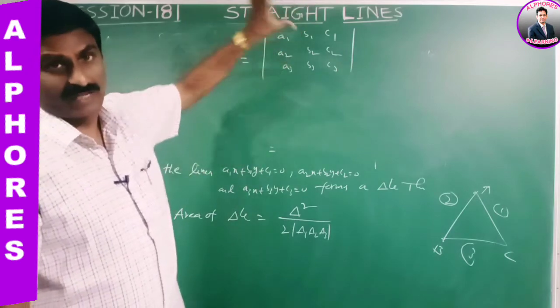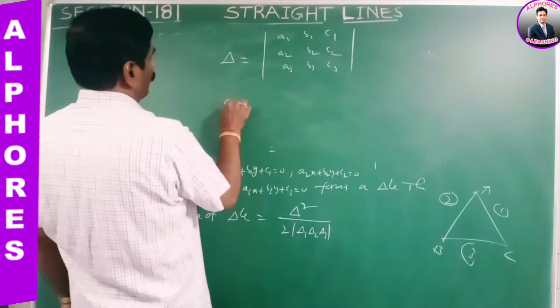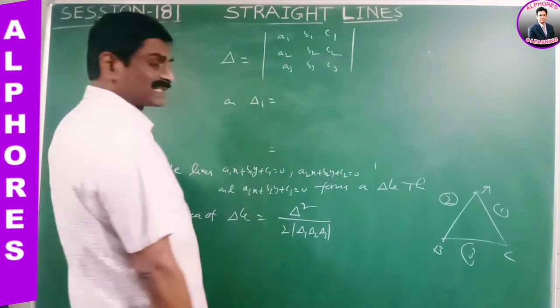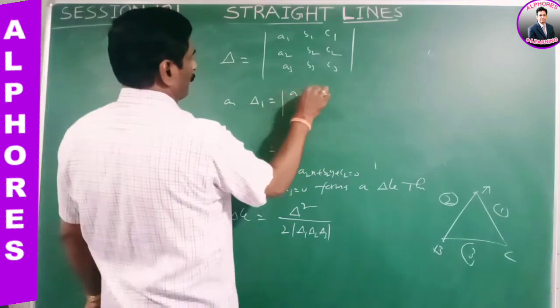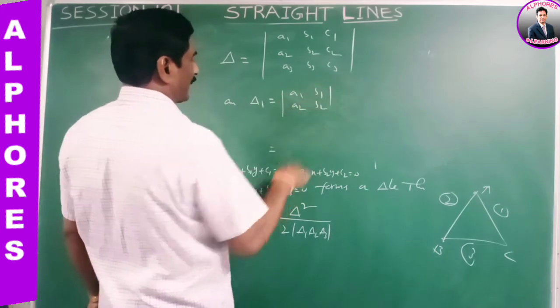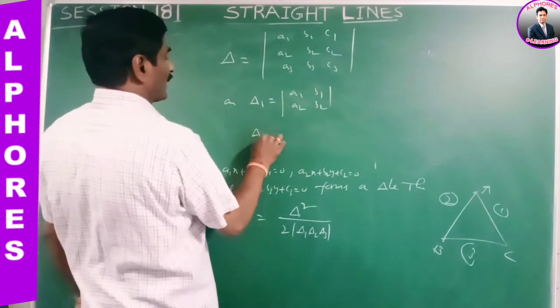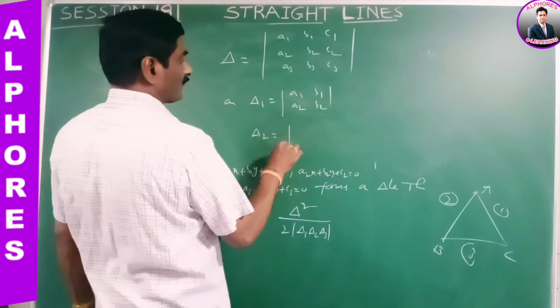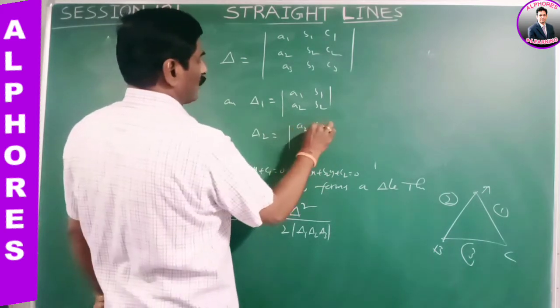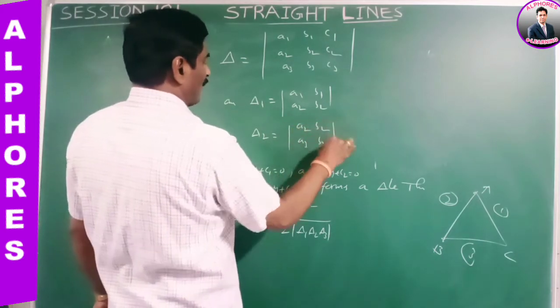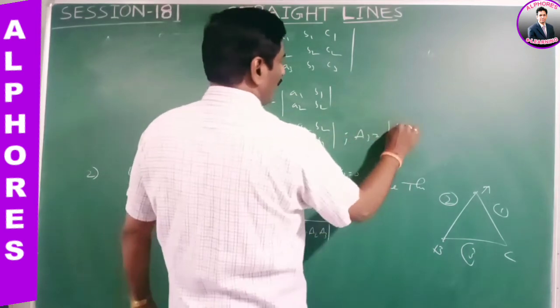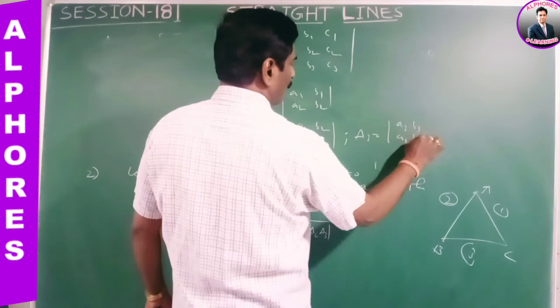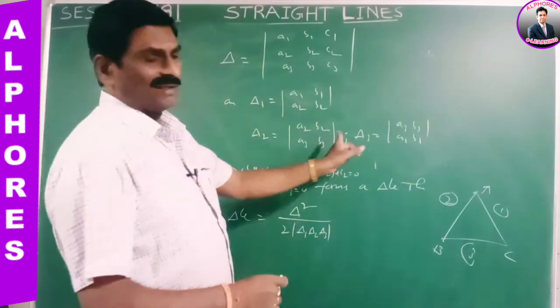Already we know about this value. Next, what is the value of delta 1? Delta 1 is nothing but a 2 by 2 determinant. We take 1 and 2, that means a1, b1, a2, b2. It is the determinant of these values. Next, delta 2 means you take 2, 3 values, that means a2, b2, a3, b3. And delta 3 is equal to the next values: a3, b3, a1, b1. 1, 2, 2, 3, 3, 1.